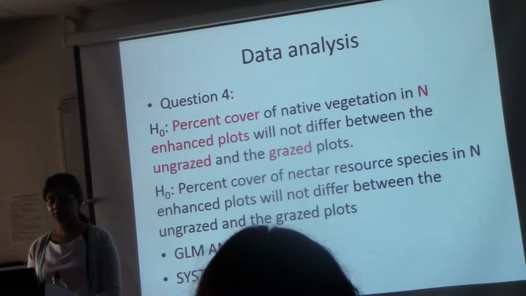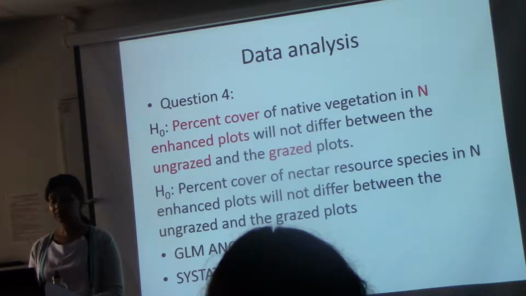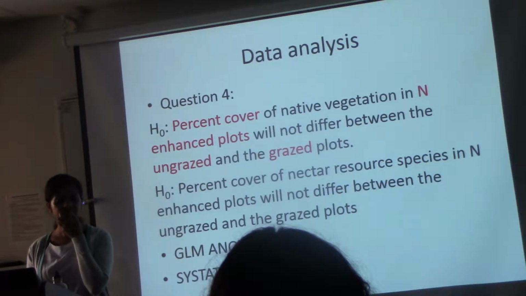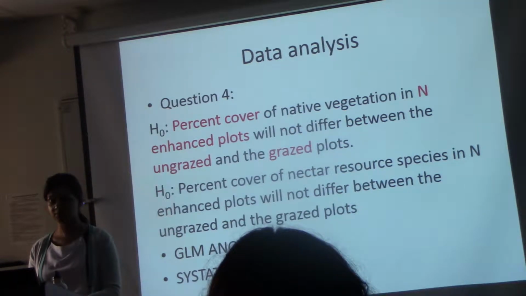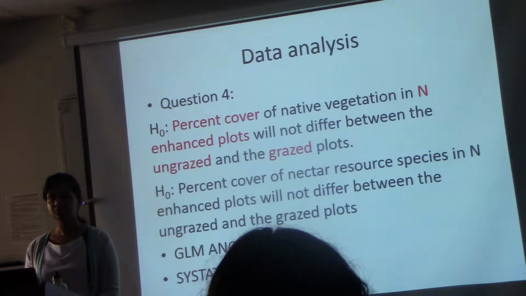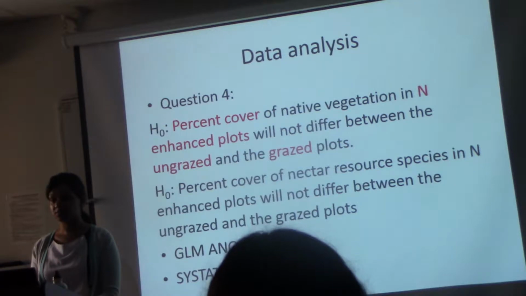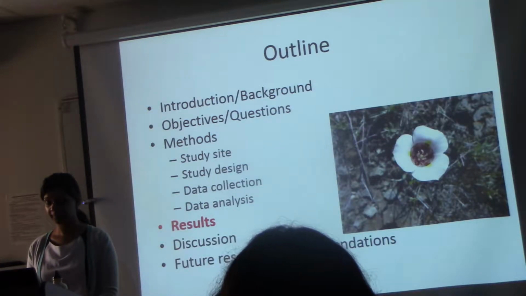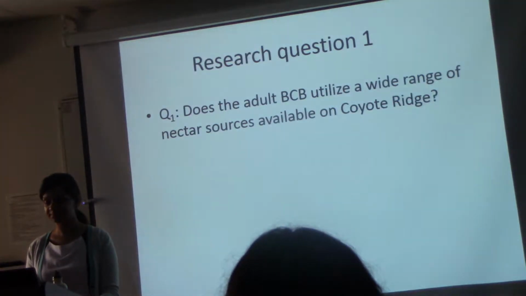For question 4, the null hypothesis was percent cover of native vegetation in the nitrogen-enhanced plots will not differ between the grazed and the ungrazed plots. I used the general linear model, which can be used to determine whether means of two groups differ. I calculated ANOVA values using a least square regression approach to describe the statistical relationship between treatments and percent cover. Now moving on to my results.